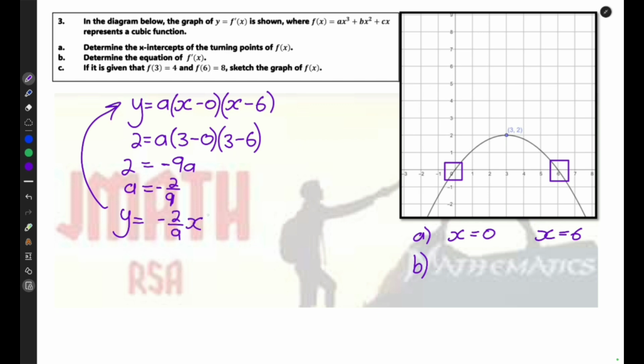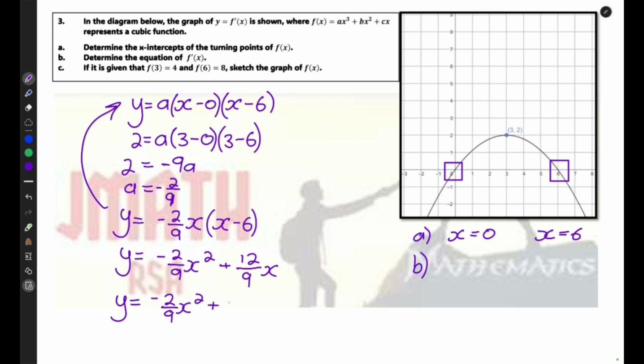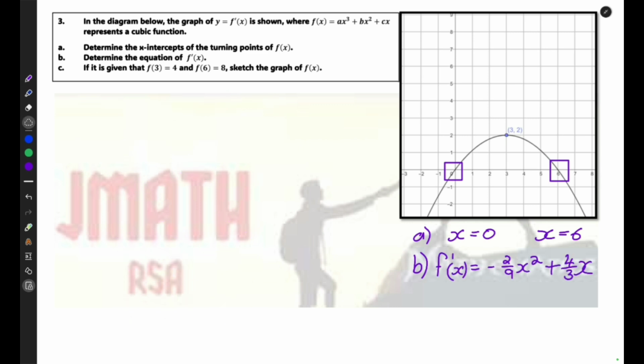The first bracket is just an x, and then (x minus 6). And now I can just distribute into the bracket. So minus 2 over 9 x squared, and then that would be plus 12 over 9 x. So in simplest form, this would then just be y is equal to minus 2 over 9 x squared plus 4 over 3 x. Question C, if it is given that if I sub in 3, the answer is 4, and if I sub in 6, the answer is 8. Sketch the graph of f.